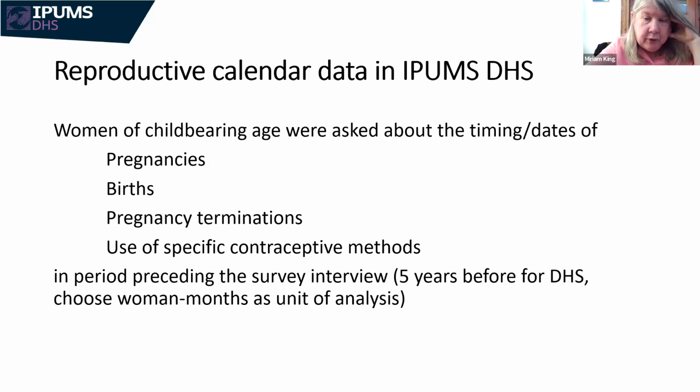And if you want to analyze that data, choose woman months as your unit of analysis. Now, these data are available in the original DHS files, but they're very challenging to use in the original format. They come as string variables that have alphabetic codes for things such as contraceptive methods that are not consistent across time or countries. And we have made everything much, much easier to use.